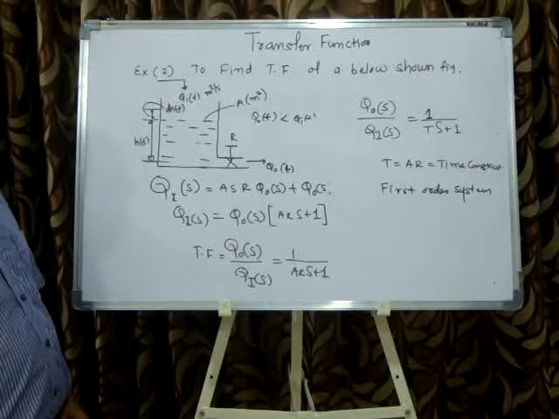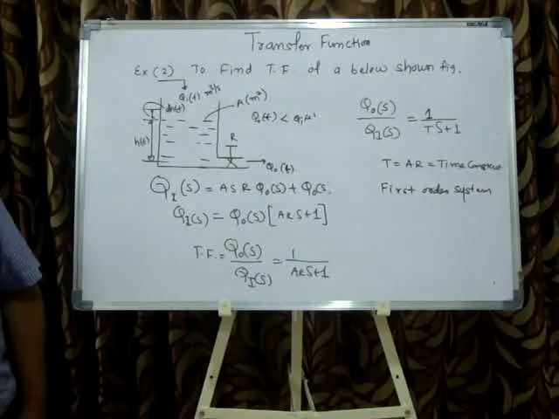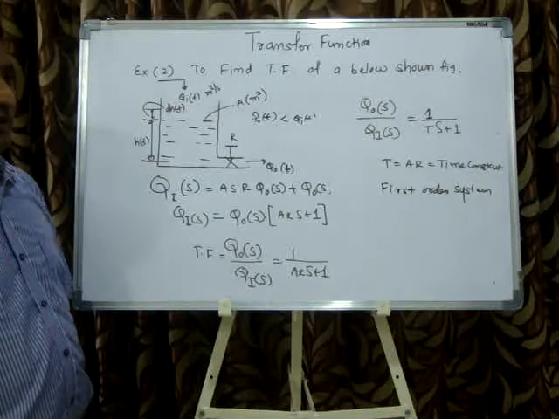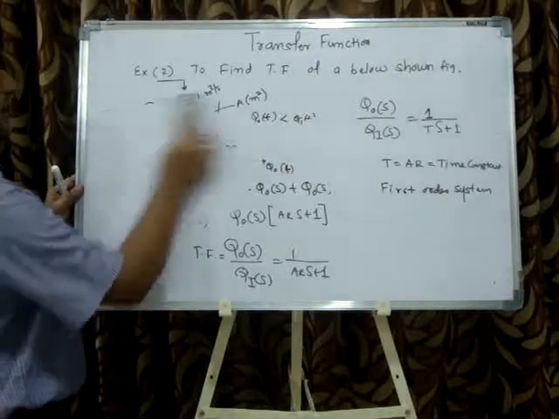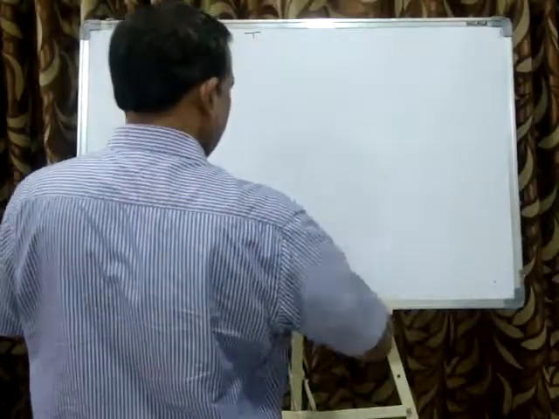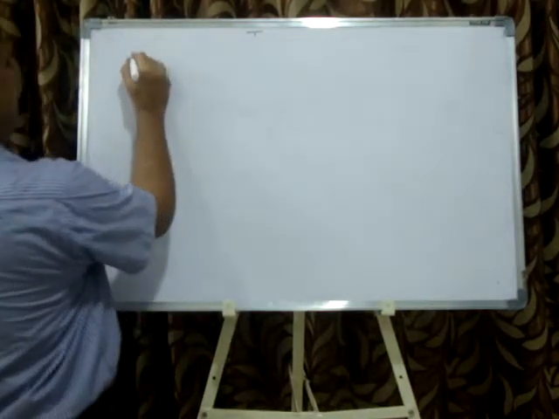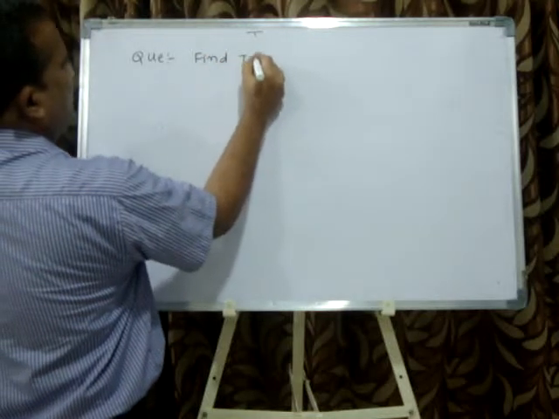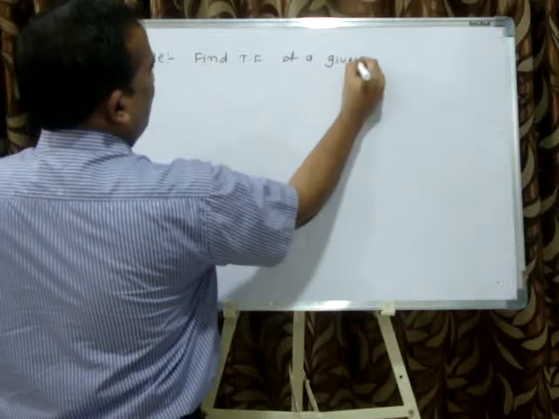Okay, so I'll move to the next question, that is the double tank, the cascade. Two more problems I can generate. One is parallel and one is series. Okay. Next question. Find the transfer function (TF) of the given figure below.